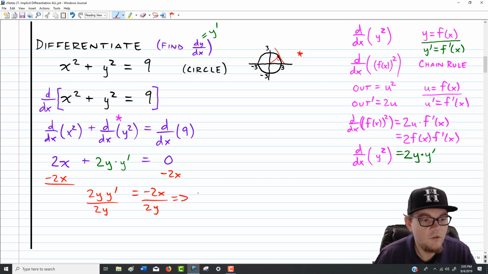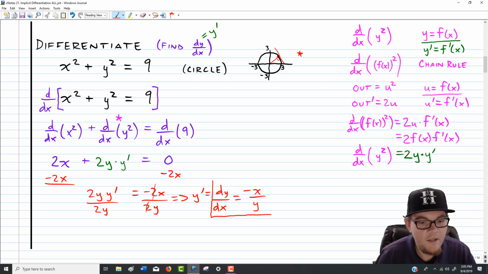And that will lead us to our derivative y prime, which we prefer to call dy dx. It looks a little more formal, establishes that connection between y and x. And then finally, that's equal to, if we divide the 2's, we're going to get negative x over y. And there, my friends, is our implicit derivative.